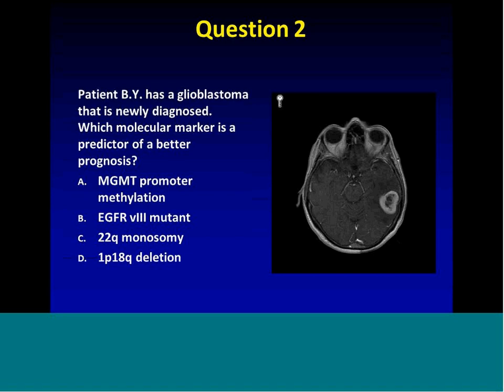Next one. Patient B has a glioblastoma, known by this nice lesion up here in the temporal lobe that also has a surface lesion in it. What molecular marker is a predictor of a better prognosis? Is it MGMT methylation or monomethylation, EGFR amplification, 22q monosomy, or 1p19q deletion? Yes, it's MGMT promoter methylation.